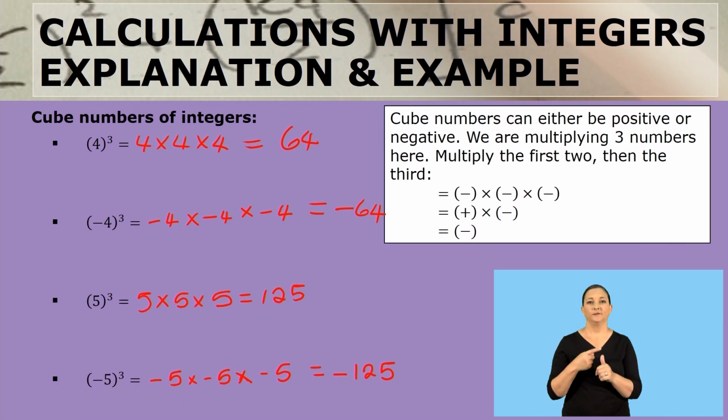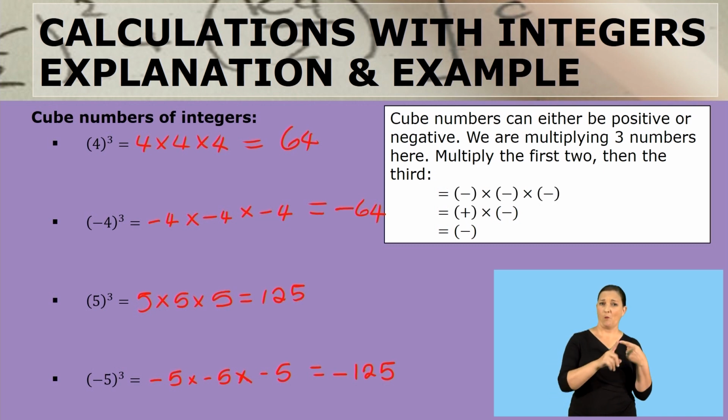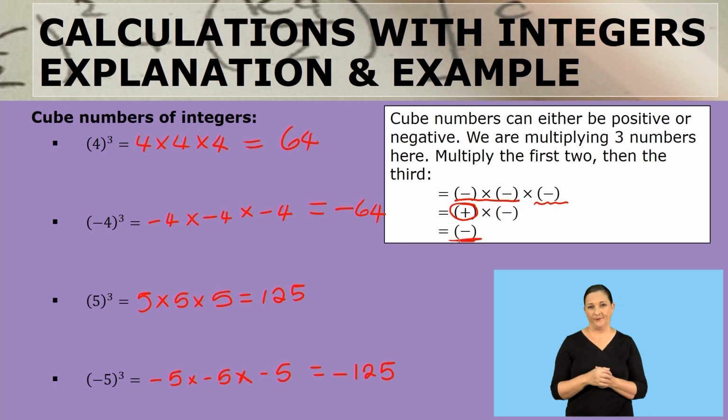So cube numbers can either be positive or negative, as we can see from our examples. We are multiplying 3 numbers here. So we multiply the first 2. Like I said, it's a negative multiplied by a negative. We know that the answer is going to give us a positive. But we still have to include that third negative number there. And when we do include it, it's going to be a positive number multiplied by a negative number, of which we know that the answer is going to be negative.